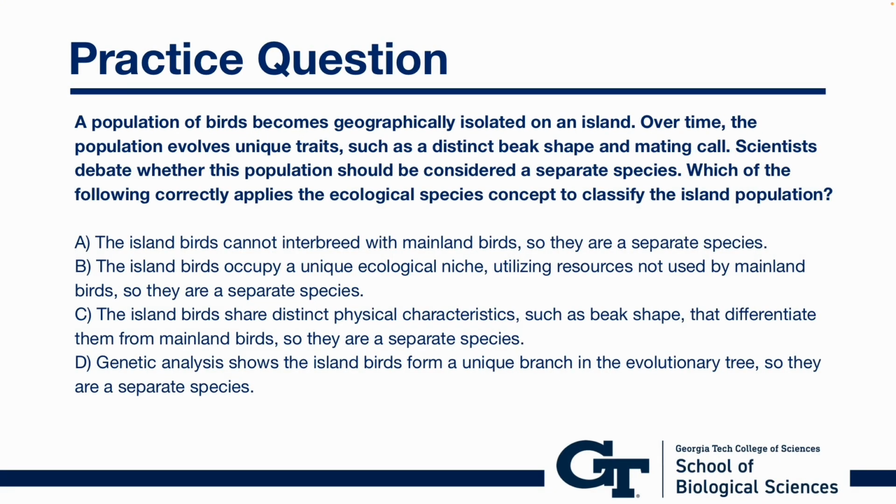Okay, so seeing how these can apply. We're told that we have a population of birds that are isolated on islands. Like Darwin's finches, of course, they evolve their own traits. And we're trying to determine whether or not these separate traits should be considered a separate species. So which of the following applies the ecological species concept? And remember, the ecological species concept is talking about niche. So do these birds that have changed their traits do different things in the ecosystem?